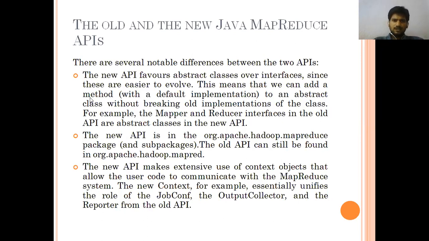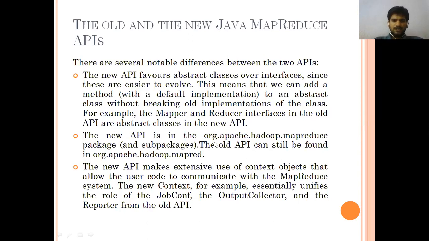Since it is easier to evolve, this means that we can add methods with a default implementation to an abstract class without breaking the old implementation of a class. For example, the Mapper and Reducer interfaces of the old API are abstract classes in the new API. So we are not going to be breaking anything.